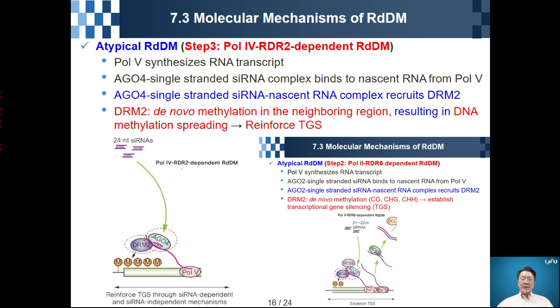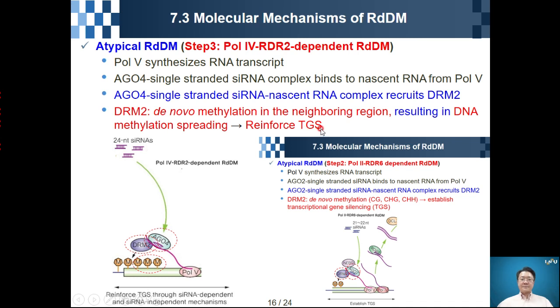Okay, so DRM2 can also do de novo methylation in the neighboring region, resulting in DNA methylation spreading. So it will reinforce transcriptional gene silencing.